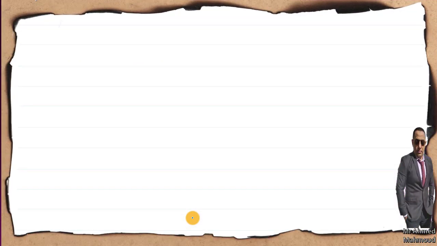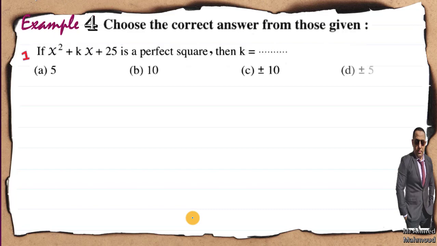Okay, the last question with us. Choose the correct answer. Here x to the power of 2 plus kx plus 25 is a perfect square. He said this is a perfect square, so it's allowed to use the rules of the missing term. K is the middle term. K equals what? Negative or positive.